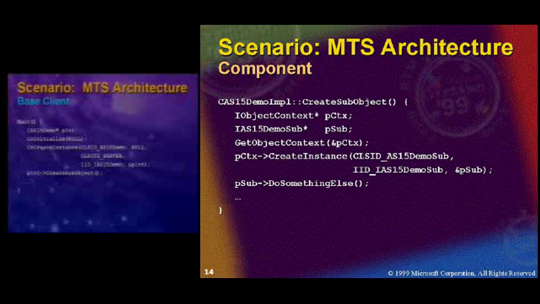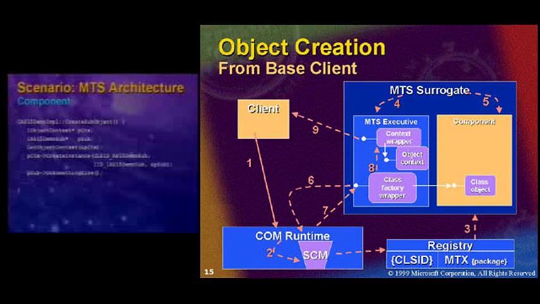So the sample code's a little bit more complicated. The base client's the same. It's going to create a sub-object. And the implementation of that sub-object is going to use the object context, the GetObjectContext method in MTS, to retrieve a context object that you will use to create the sub-object by calling CreateInstance. Once the sub-object is created, you can call methods on it.